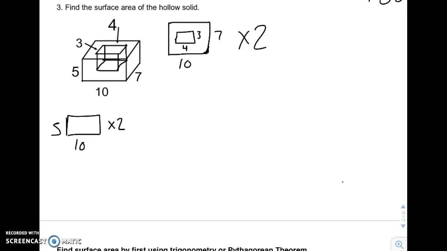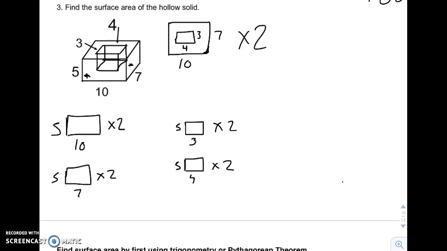So that takes care of kind of this side. Let's go to the right. This dimension is a 7 by 5. We've got 2 of those, right and left. Now let's get to the inside shapes. The inside, we've got a length of 3 and a height of 5. We've got 2 of those. And then the back and front of the inside is a length of 4 by 5. And we've got 2 of those. So we've got kind of pairs of everything.